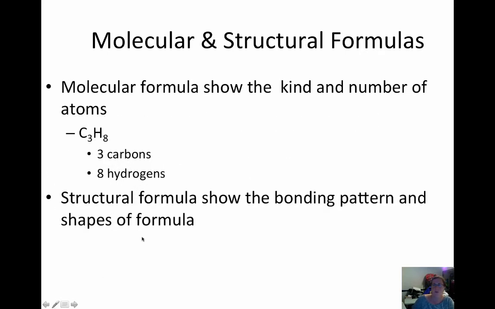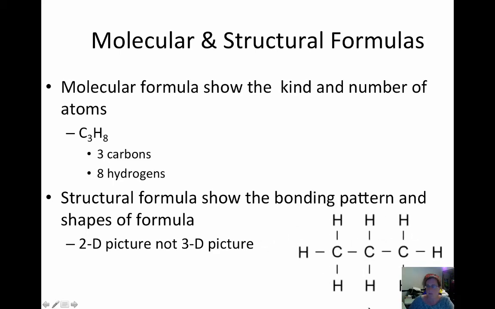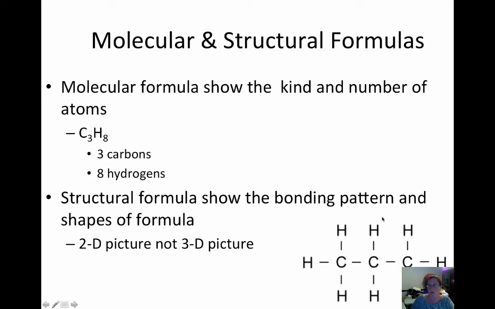The structural formula shows us the bonding pattern and the shape of that formula. So this gives us a 2D picture, not a 3D picture, but it shows us the bonding contained within the structure. And this is an example of a structural formula.